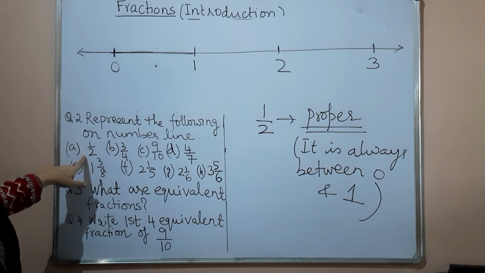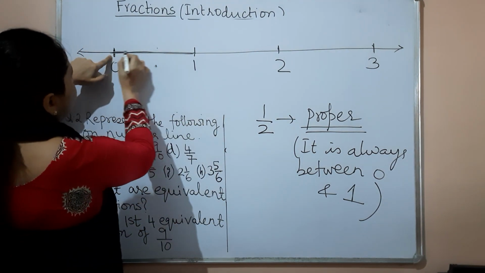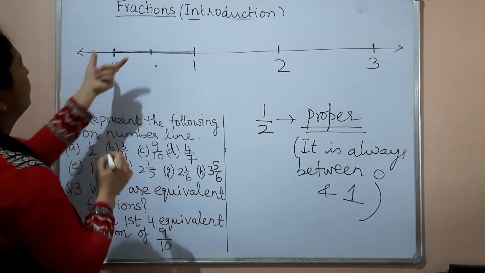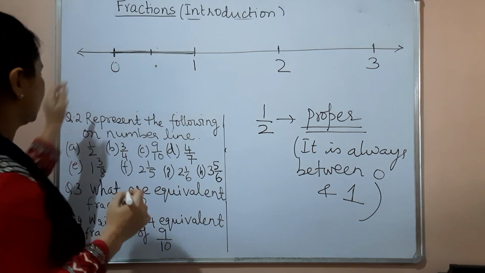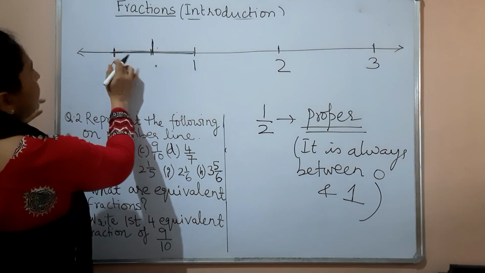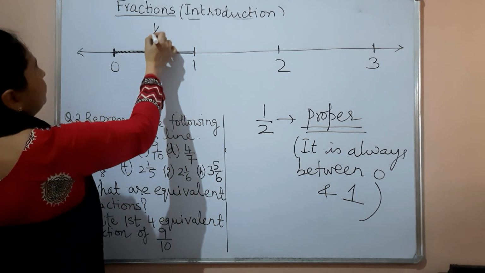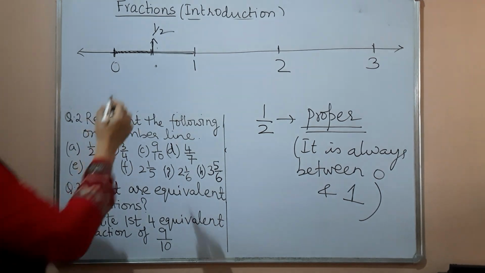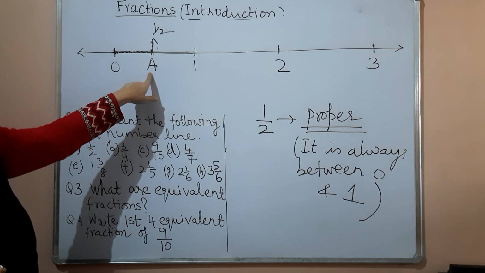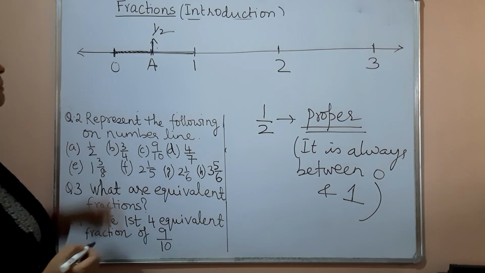Now 1 by 2. 1 by 2 means we have to focus on this portion, and we will have to divide it into 2 equal parts, 1 part and 2 parts. And what did it tell us? It is 1 out of 2. So this is half. That means you walk from here and reach here, this is half. Or you can give it a name, say A, and you will write this point A represents half, 1 by 2.